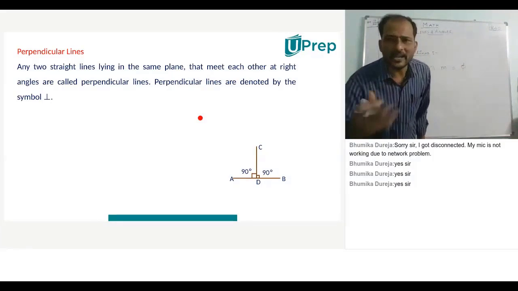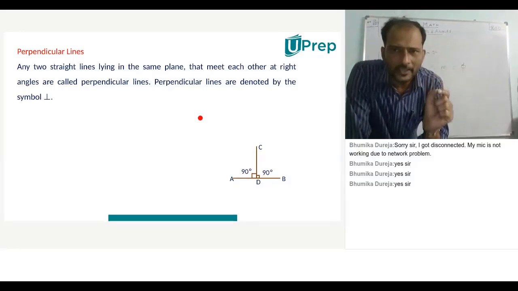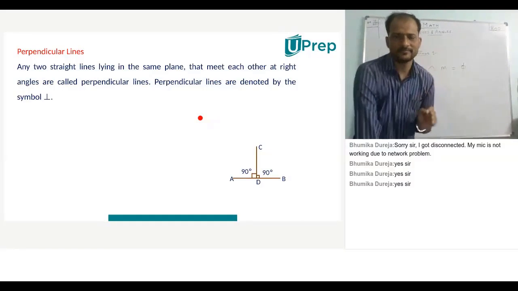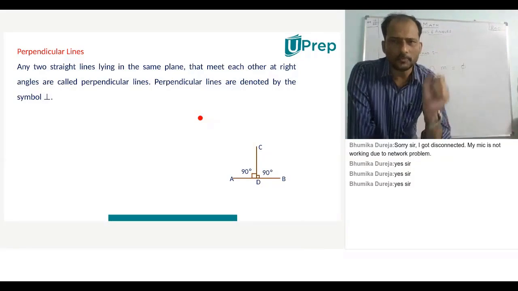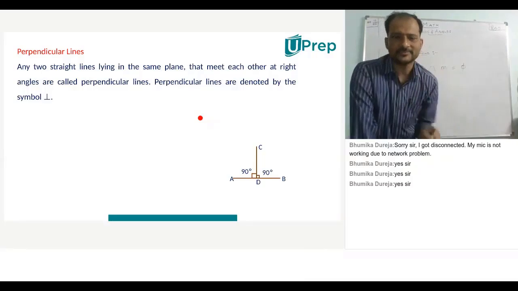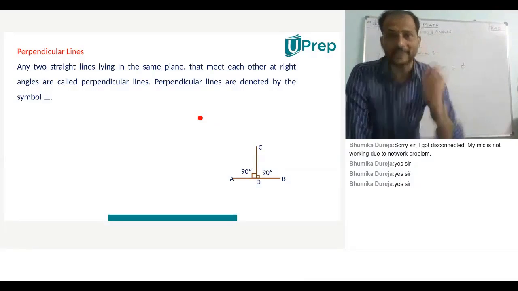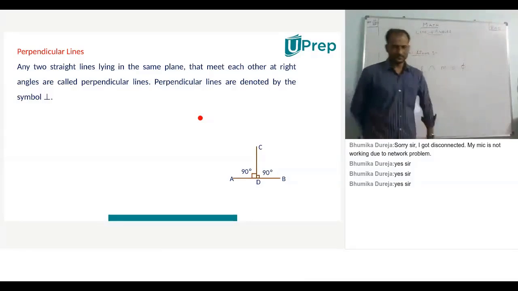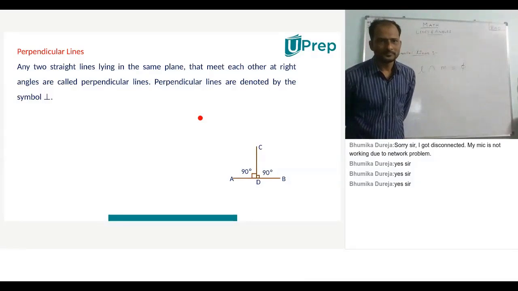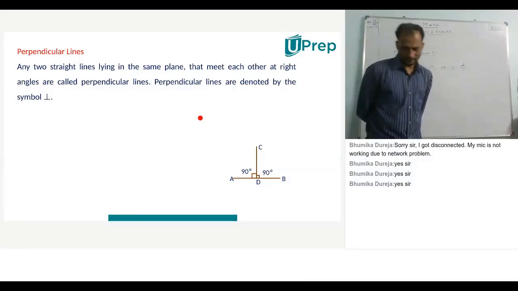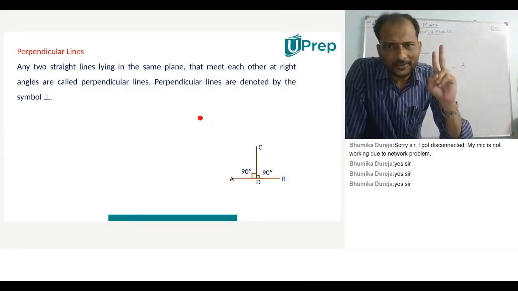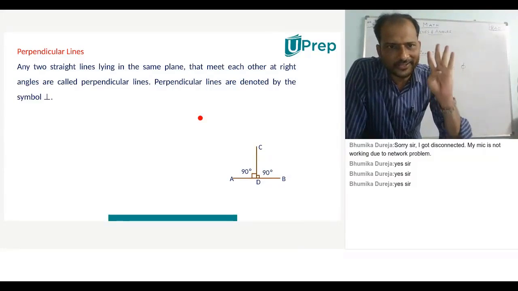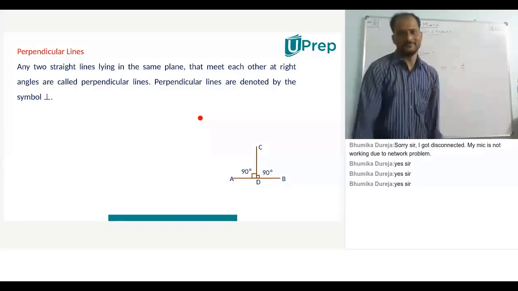Now, what are L and M? Option A, intersecting lines. Option B, perpendicular lines. Option C, concurrent lines. Option D, parallel lines. What will be your answer?